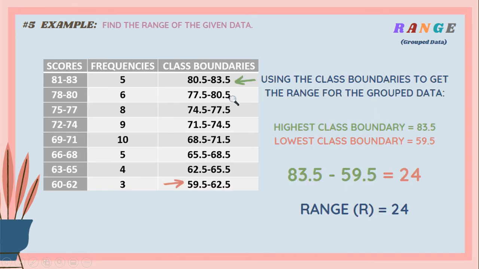So we are looking for the range. We are now going to look for the highest and the lowest class boundaries. The highest class boundary is 83.5, and the lowest class boundary is 59.5. Then subtract the two. 83.5 minus 59.5 is equal to 24. So the range for this given data set is 24.